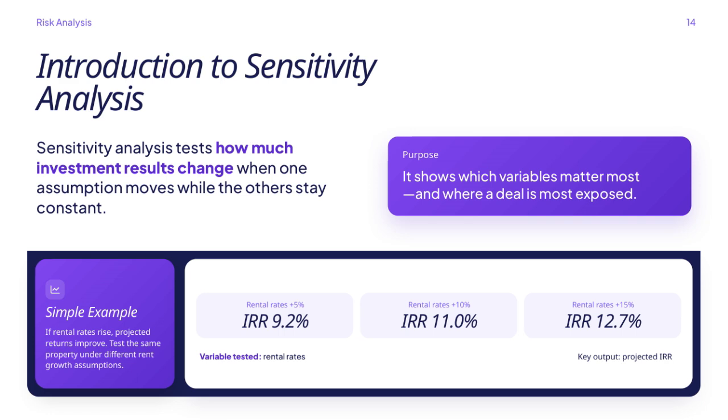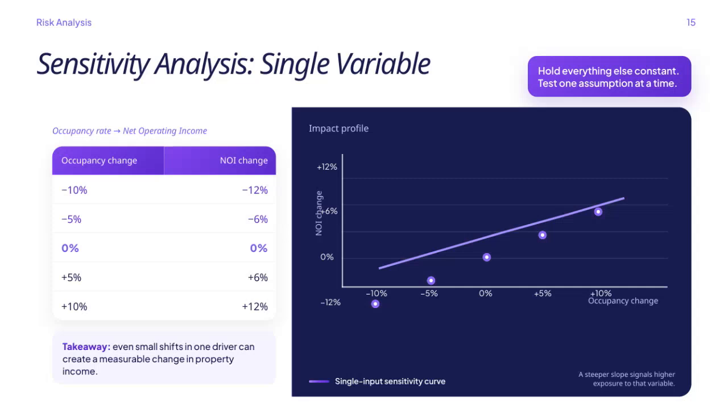So, by testing different rental rate scenarios on the same property, we gain insights into potential returns and risks. Sensitivity analysis is a valuable part of risk analysis because it pinpoints which assumptions are critical and helps us prepare for various market conditions. Here, we're looking at sensitivity analysis focusing on a single variable, specifically the occupancy rate, and its impact on net operating income or NOI.